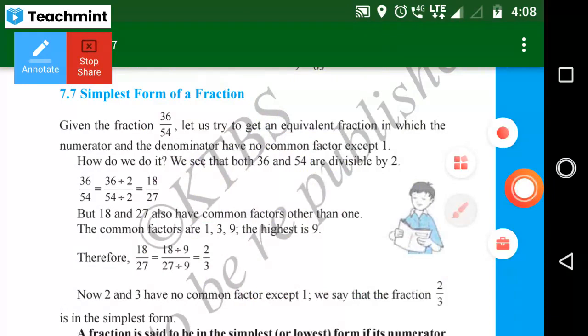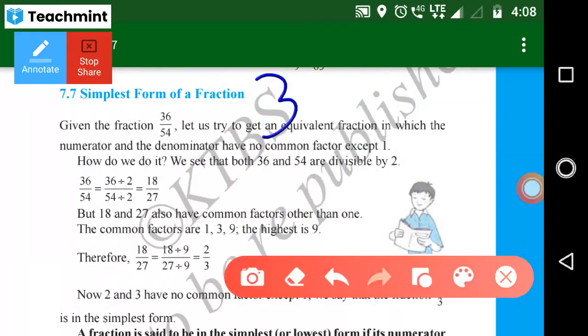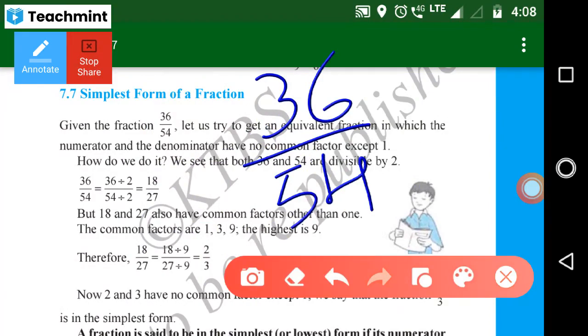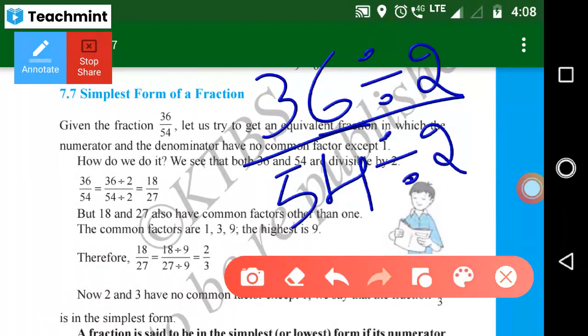How do we have to solve it? Here one fraction is 36 by 54. You know that for equivalent fractions we multiply. But here what we have to do is divide by 2. Both these numbers, are they divisible by 2? How can you find out? You just look at the ones place. Here is 6 and here is 4. Yes, of course, both numbers are divisible by 2. So you just divide.